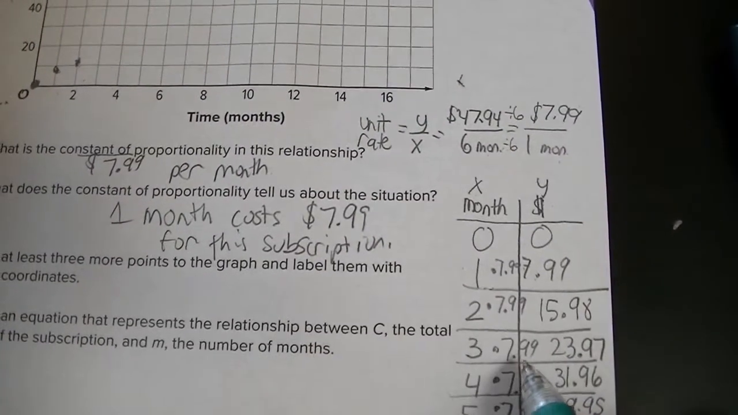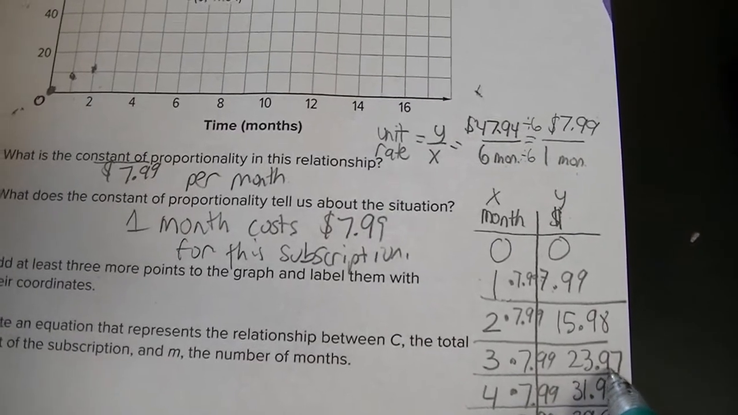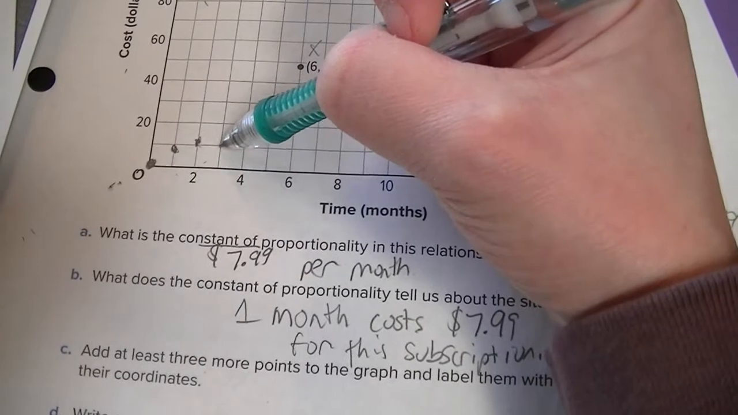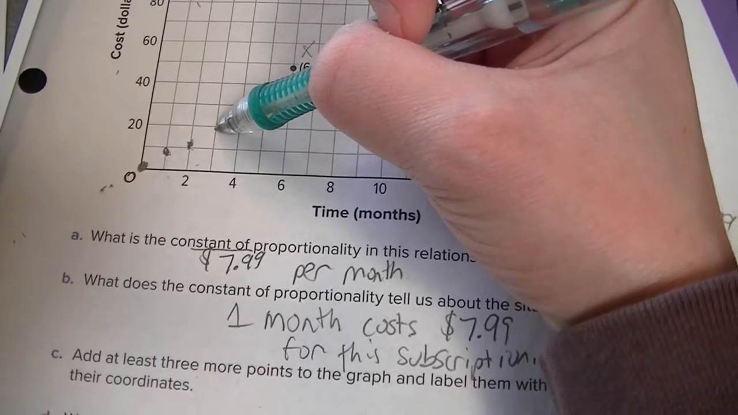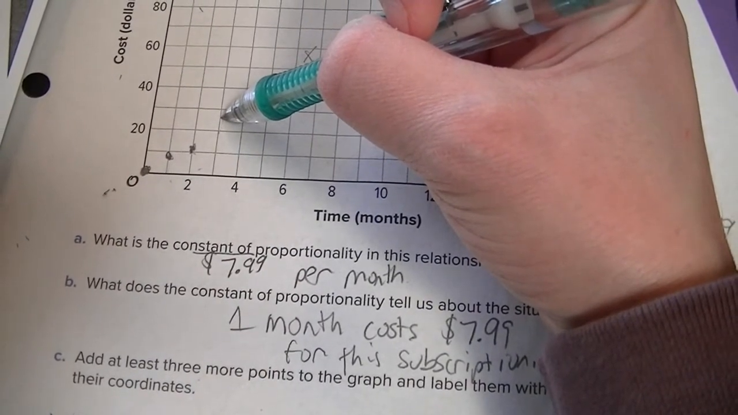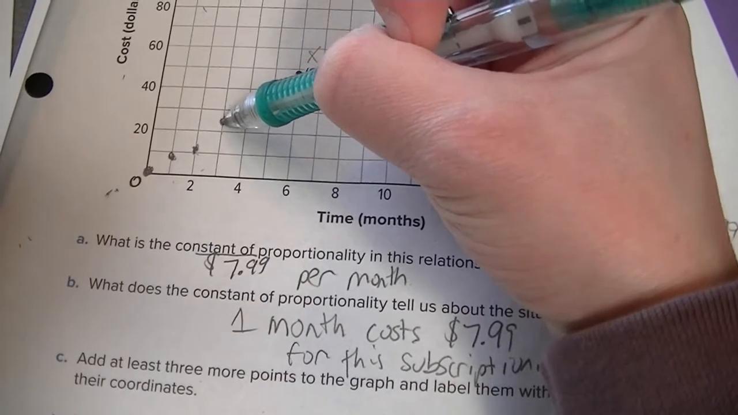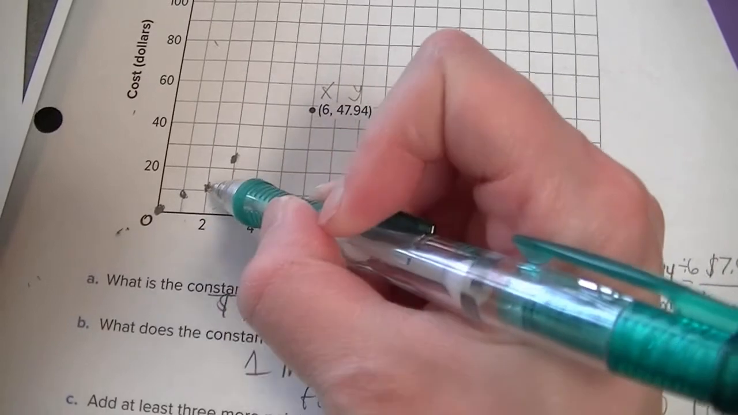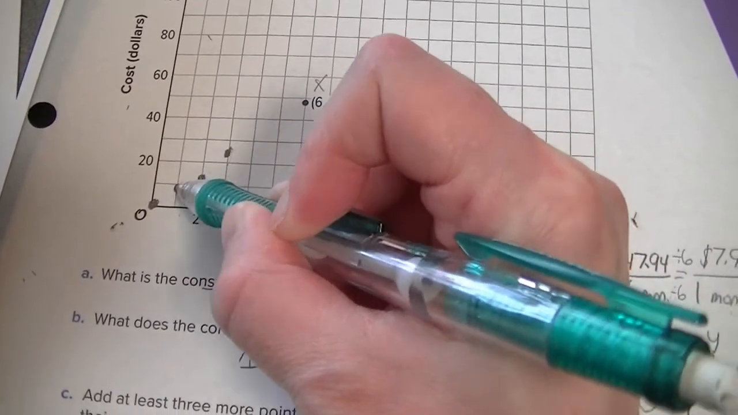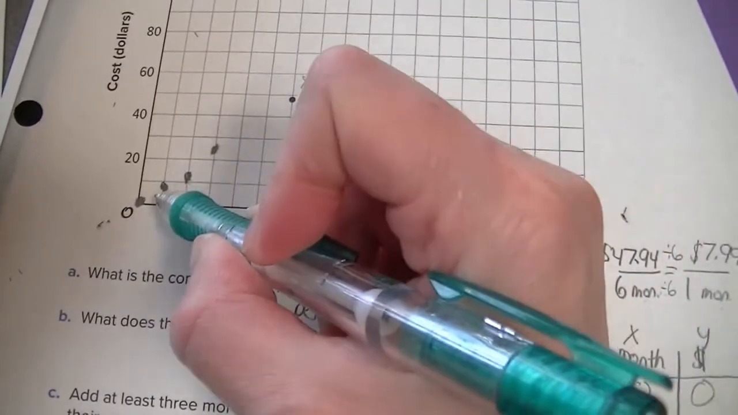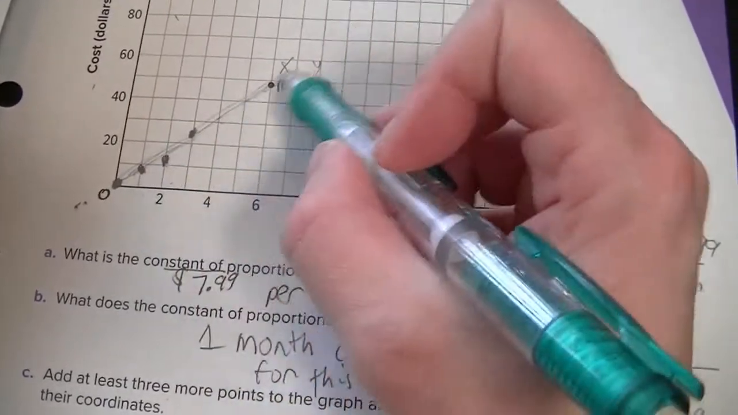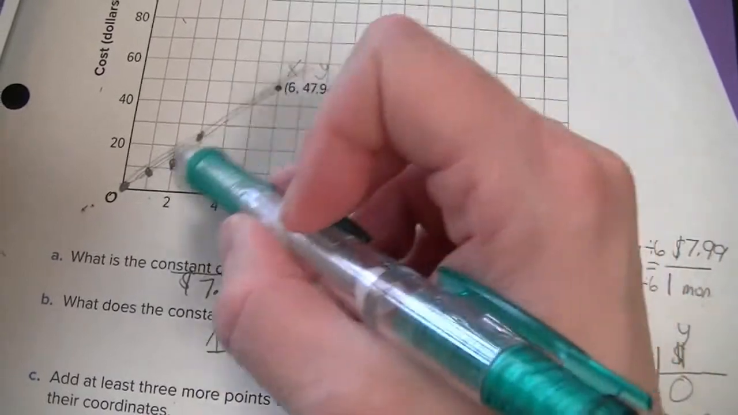3 months costs $23.97, so almost 24. Okay. 3 months. About right there. Now this is supposed to be linear and pass through the origin, so you can see my dots are a little off. Okay, so now when we connect the points, it's linear and it passes through the origin.